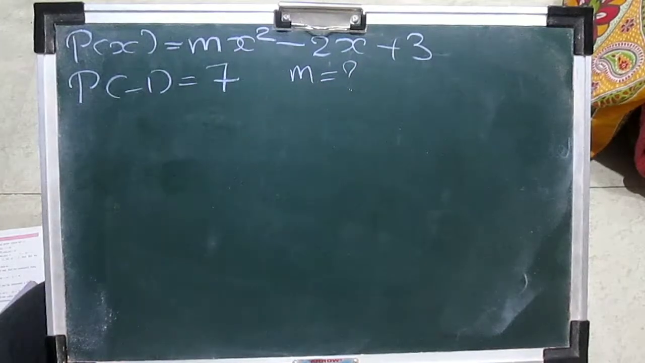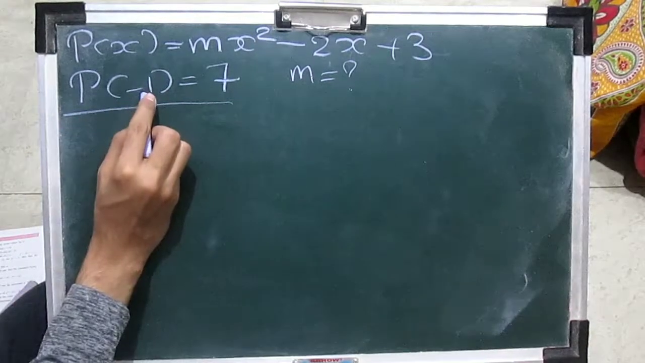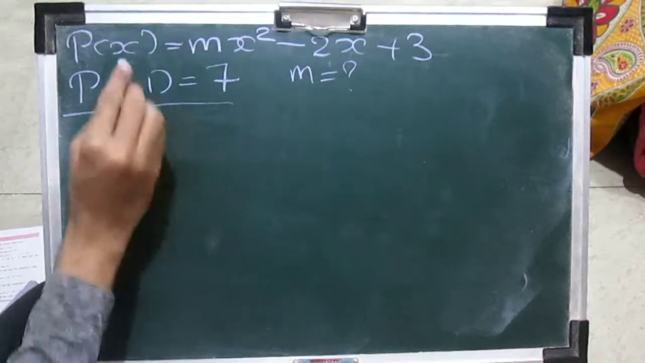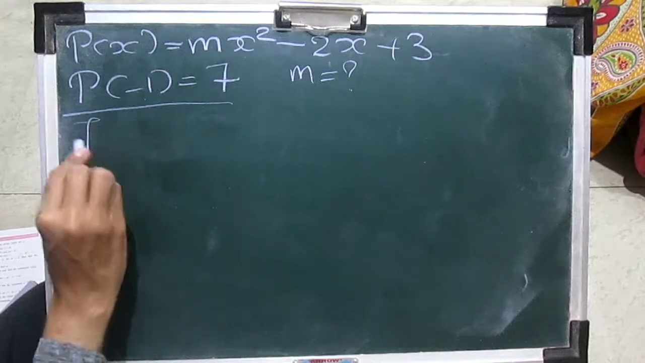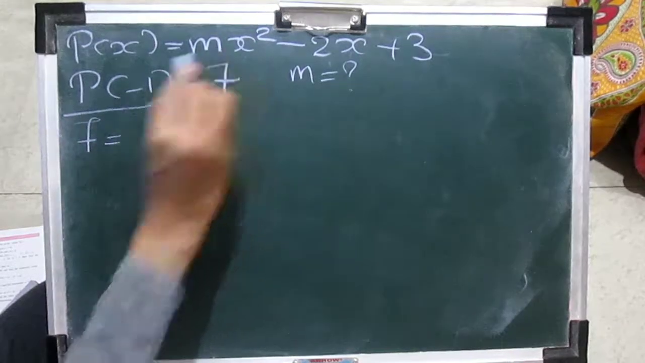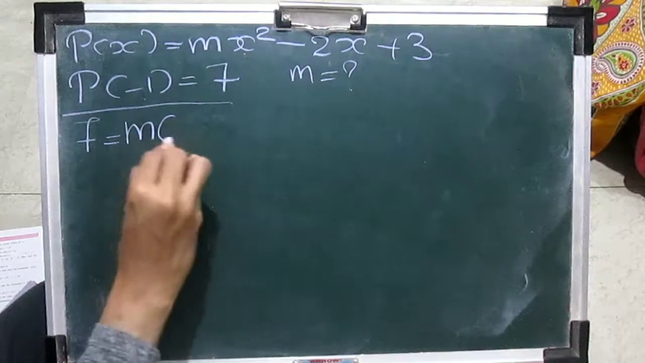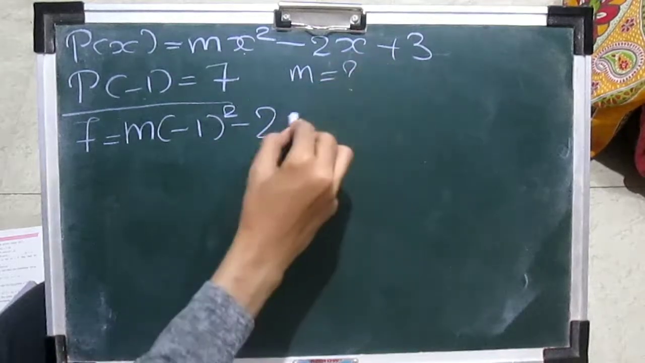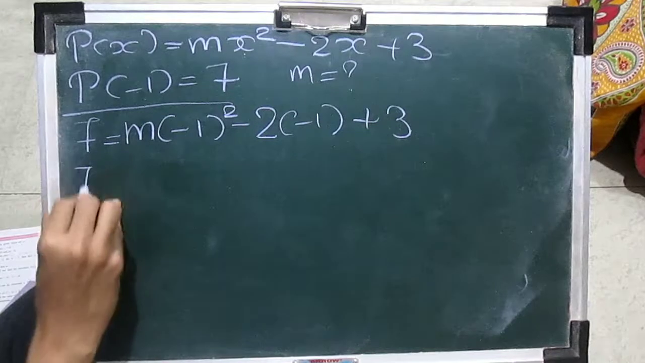What should we do? We are going to use this. In the place of x, we are supposed to write minus 1, and let's see what the value of m is. So in the place of x, I write minus 1, and the answer is 7. So 7 is the same as p of minus 1. P of minus 1 is the same as m times, in the place of x, minus 1 square, minus 2 times minus 1, plus 3.